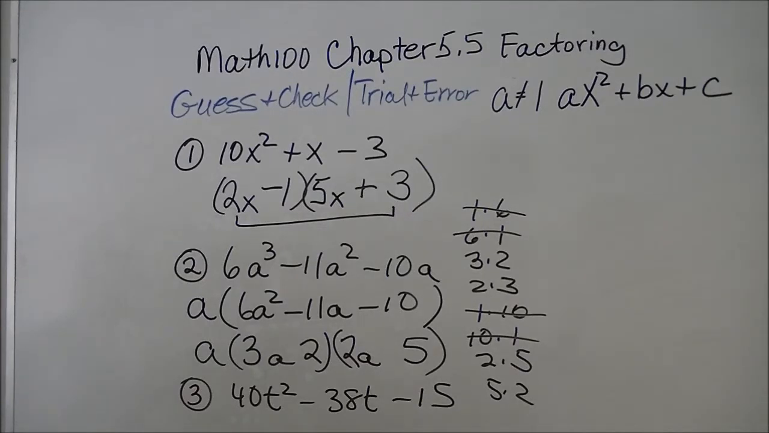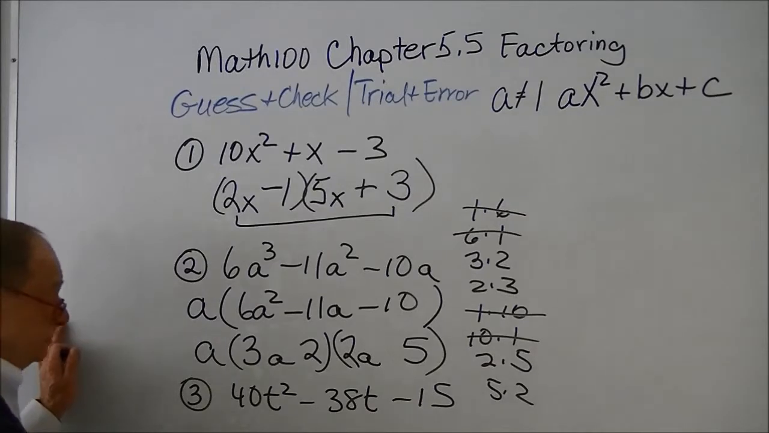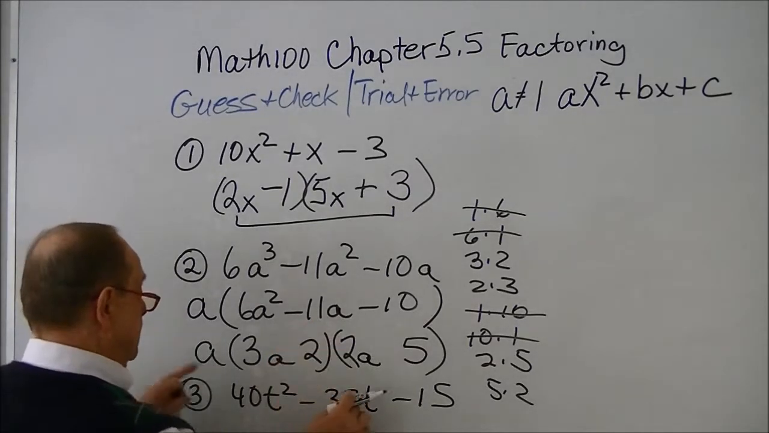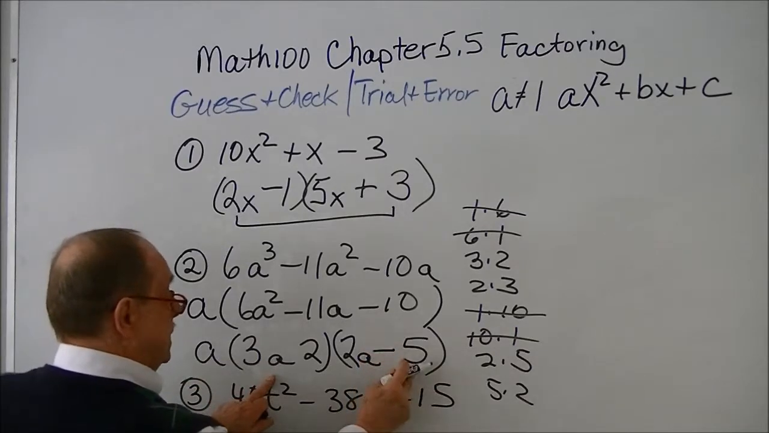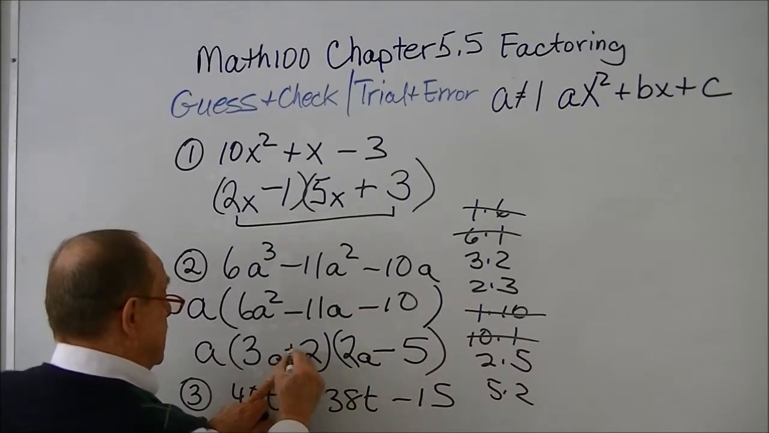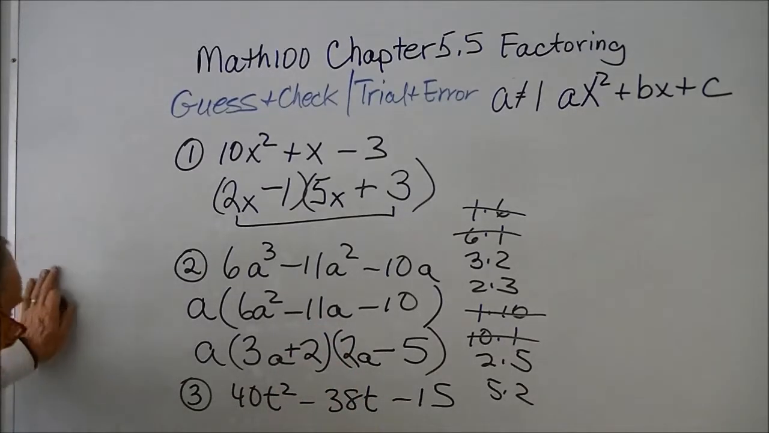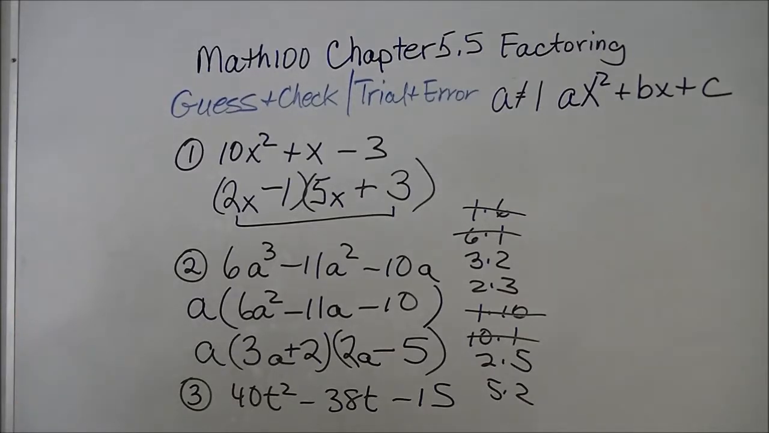What will my signs be? Because that's critical as well. Well, our larger number has to be negative, so it's a negative 15. A positive 4 adds up. Okay, this is correct. And that's what we've discovered here.